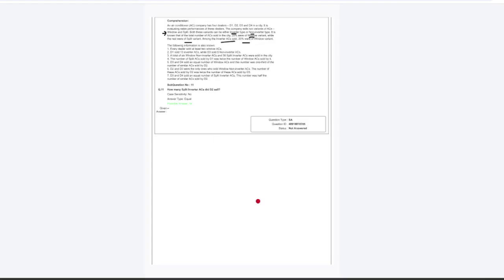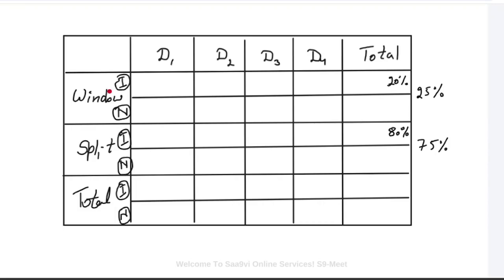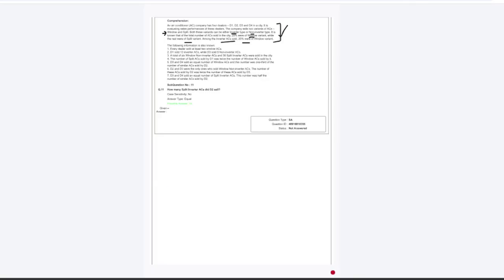Every information is important for us in CAT. Every single line, every single digit, number, everything, whatever we have, we should jot it down immediately so we do not miss anything. Now we know that for this paragraph we don't need to turn back. This is done. Now here we have every dealer sold at least 2 window ACs. That means window AC has to be greater than or equal to 2 for every dealer. Write down every information in your own style.